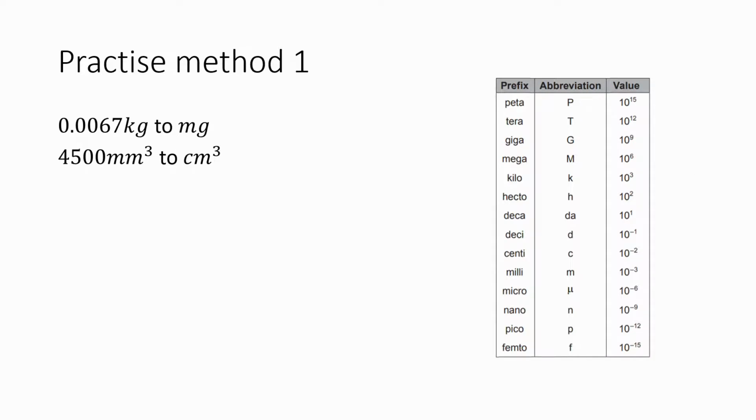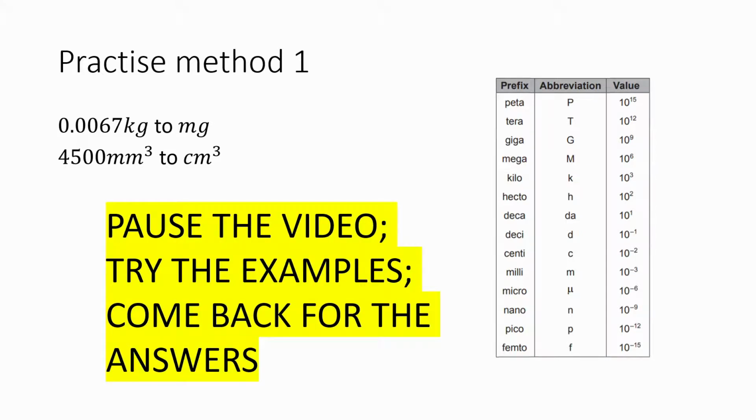Here are some practice questions. Convert 0.0067 kilograms to milligrams and convert 4,500 millimeters cubed to centimeters cubed. Pause the video, try the examples, come back for the answers.